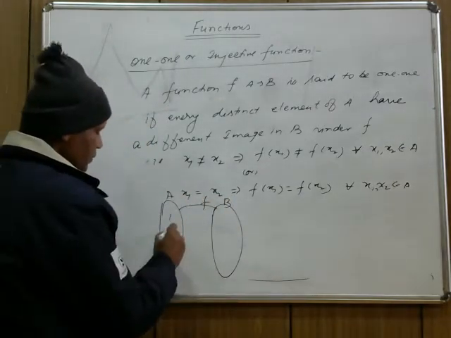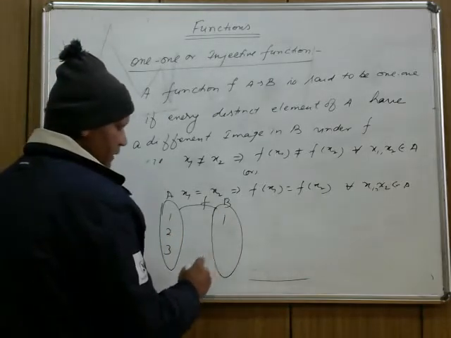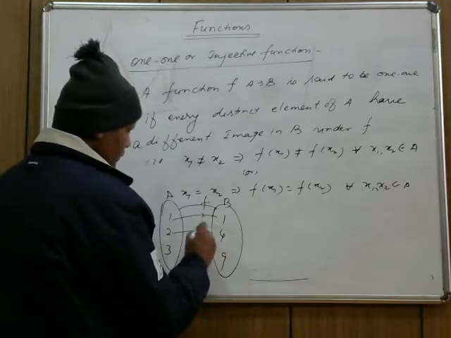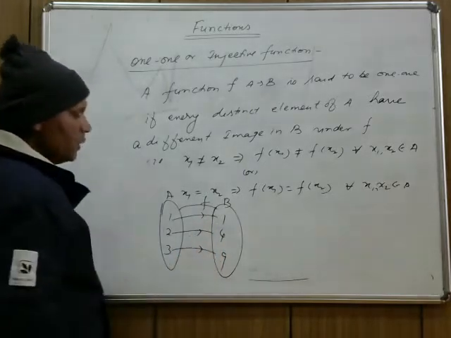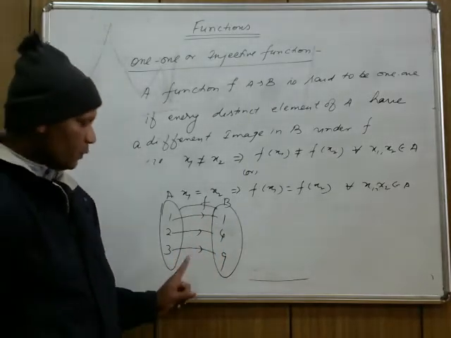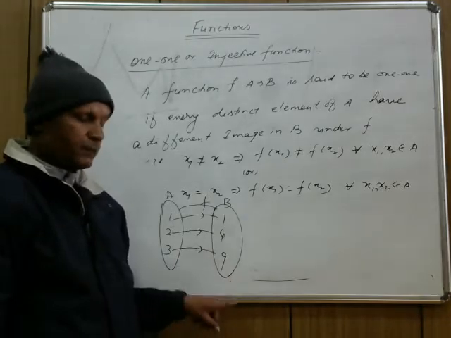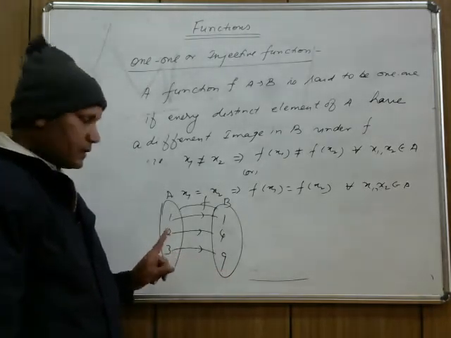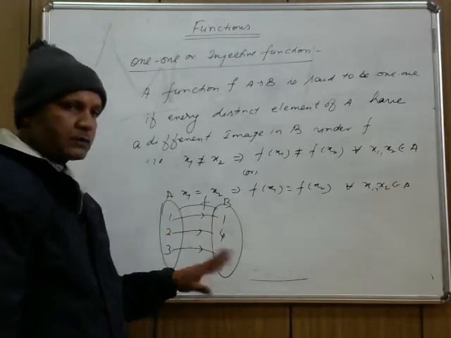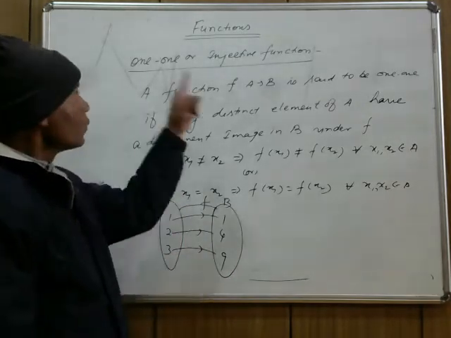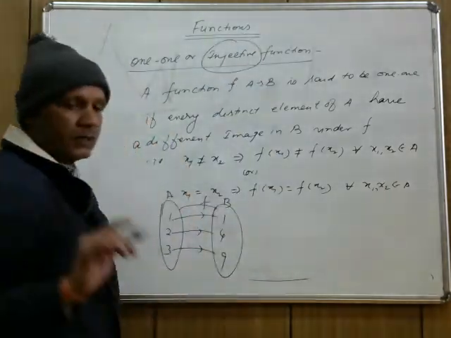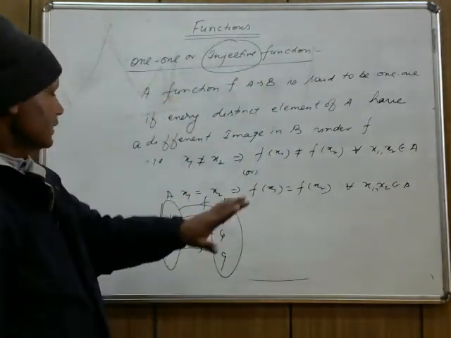Now for 1, 2, 3 I have here images 1, 4 and 9. Image of 1 is 1, 2 is 4 and 3 is 9. I think if you remember, this is 1-1 onto. Why onto? Because there is no element in B whose pre-image is not present in A. That's why it is a 1-1 onto function. But right now I am discussing only 1-1, which is also known as injective function. Another name of this 1-1 is injective function.